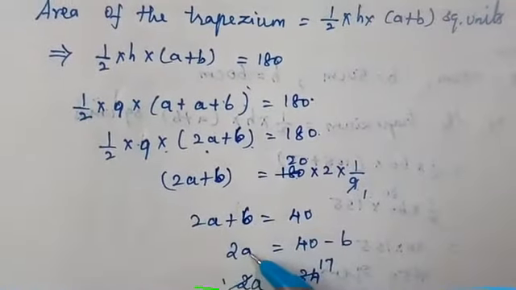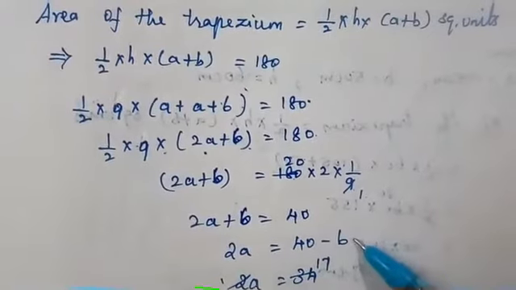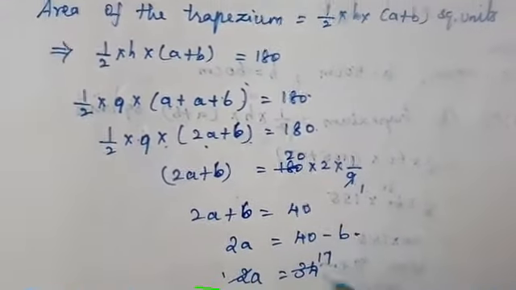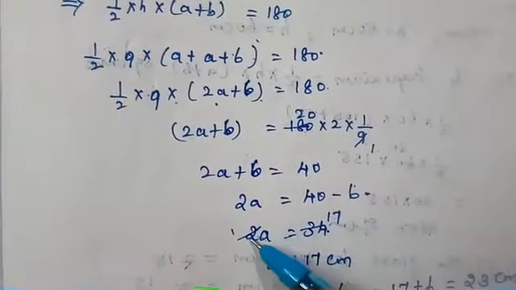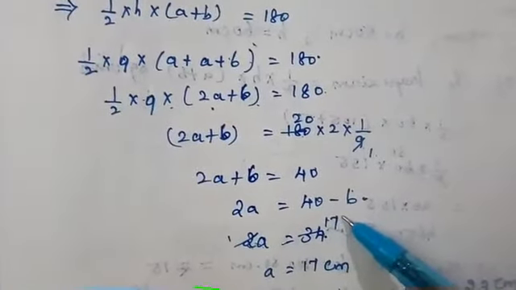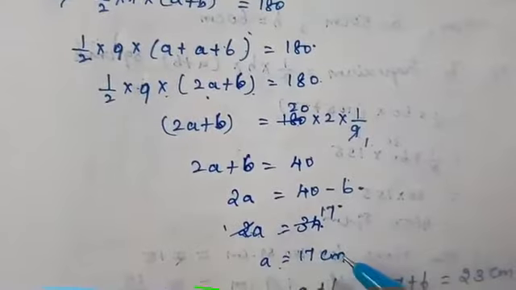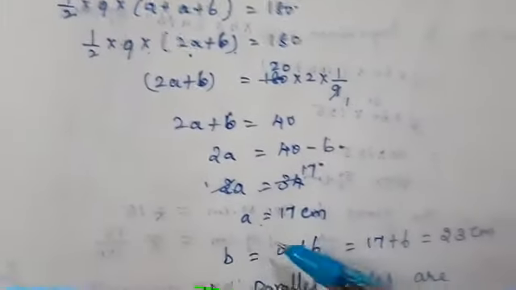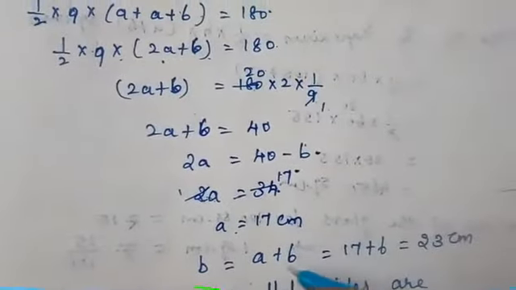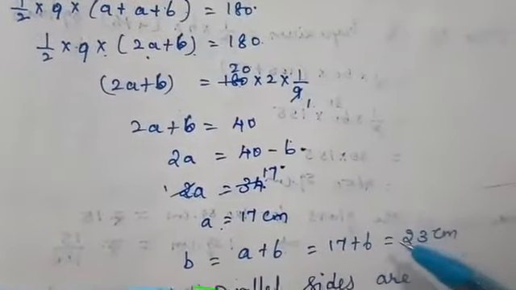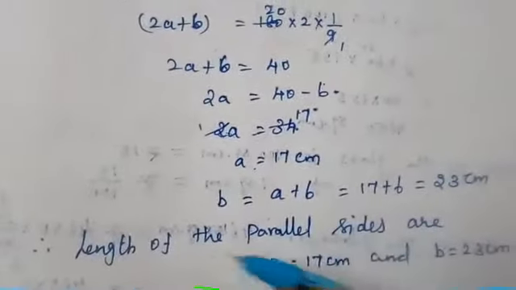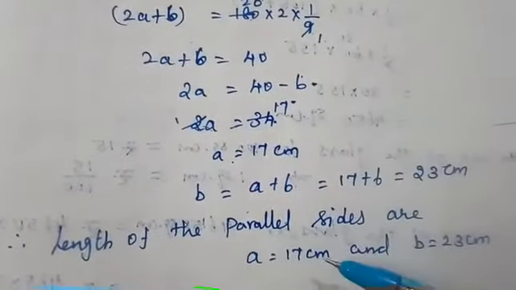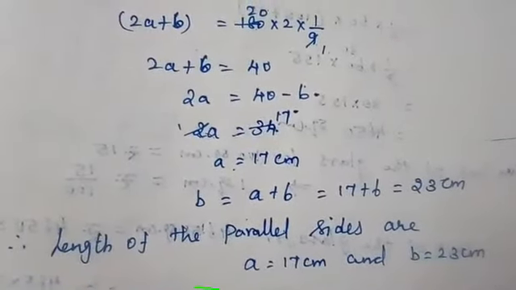We want to find the A value. 2A equal to, transposing the 6 to this side, becomes minus 6. So 2A equal to 34, subtracting this value. 2 times 17 is 34, so A equal to 17 centimeter. For the B value we consider A plus 6, so 17 plus 6 is equal to 23 centimeter. So the lengths of the parallel sides are A equal to 17 centimeter and B equal to 23 centimeter.